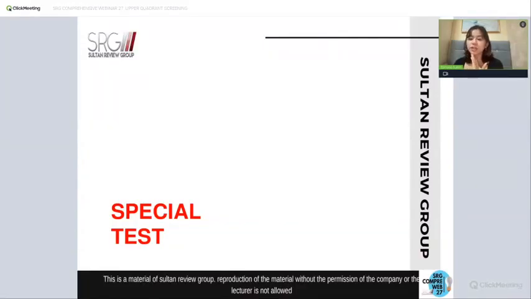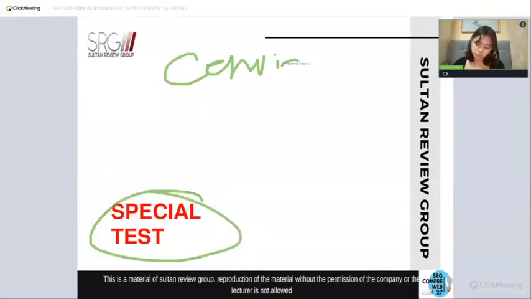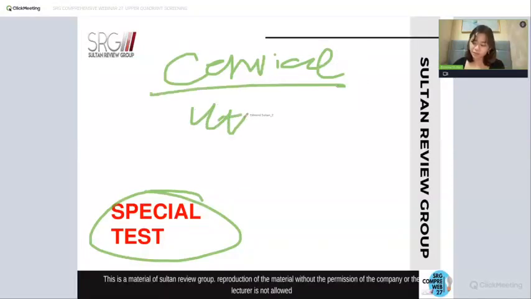So again, your McGee is basically discussing your special test. What I'll be discussing is just your cervical and your upper extremity. I'm really not sure who's going to discuss the lower quadrant screening, but you'll be discussing the remaining spinal segments and of course your lower extremity. So let's talk about your special test.